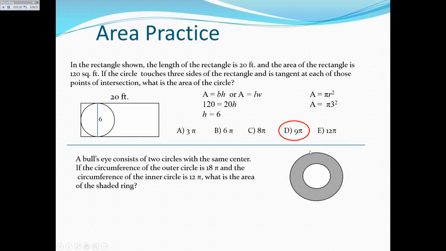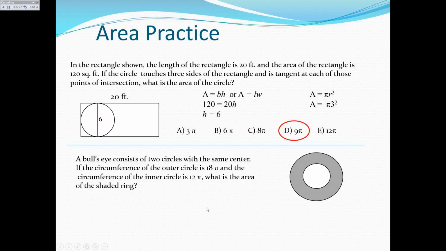Okay? So remember, if your formula says that the circumference is pi d, then the diameter of that large circle would be 18. The radius then would be 9, right? Now, I don't know that we're going to need that, but it's nice to just go ahead and think that through. And then the circumference of the inner circle is 12 pi, so the diameter would be 12, and the radius would be 6.